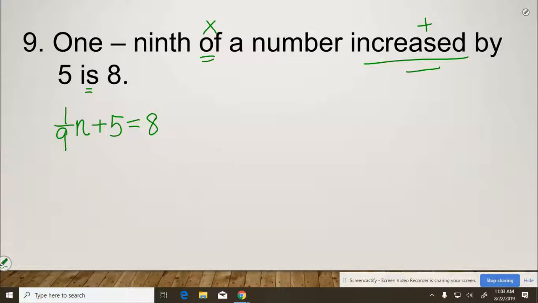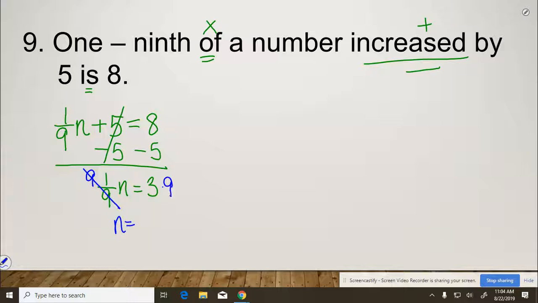All right, so another straightforward one. First, we start with looking for addition or subtraction, and we see addition by 5. So we're going to subtract 5 from both sides, resulting in 1/9 of n equals 3. Now I see a coefficient of 1/9 that's being multiplied by n. Since we're multiplying by a fraction, the opposite would be to multiply by the reciprocal. And the reciprocal of 1/9 is just 9 over 1, or 9. Multiplying by 9, I get n equals 27.